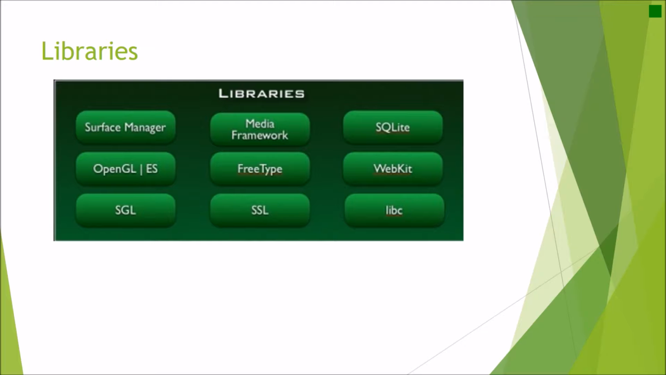So this is the next layer. It contains native libraries. It has several components such as Surface Manager, Media Framework, SQLite, OpenGLES, FreeType, etc. OpenGLES and SGL are used for 2D and 3D graphics. These are all written in C and C++, and are exposed to developers through the Android application framework.